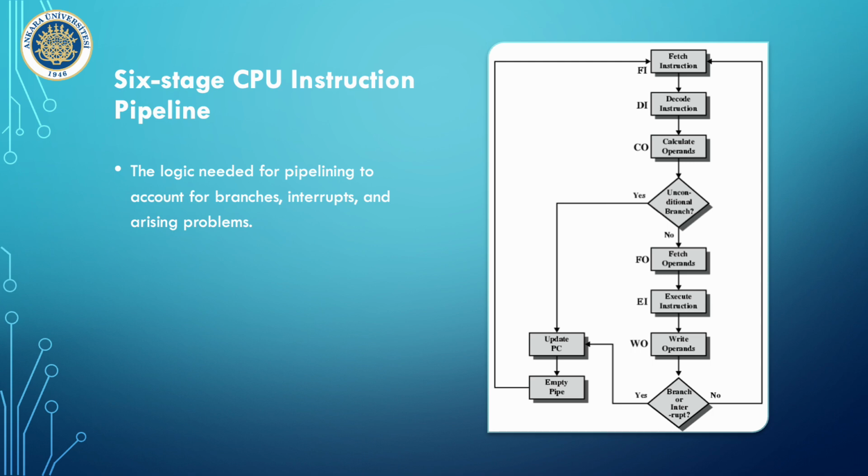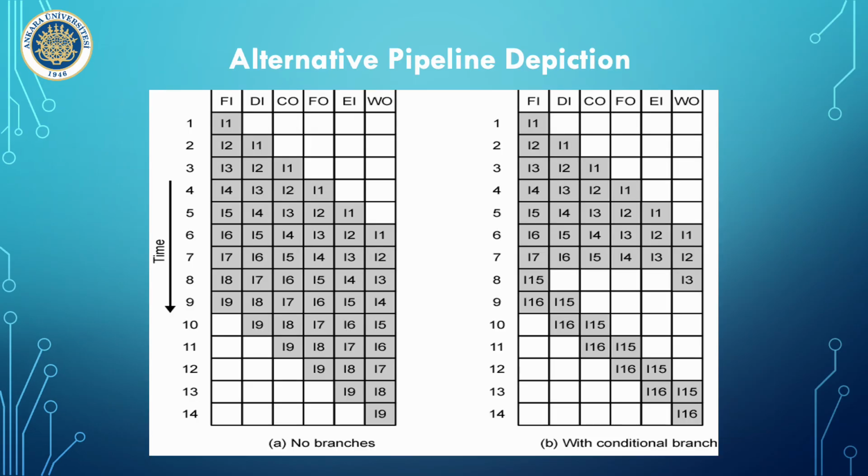Now we see the 6-stage CPU instruction pipeline. This type of pipeline provides more opportunities for parallelism, but also requires more complex control. This alternative depiction of the pipeline emphasizes the flow of instructions through the stages rather than the timing view. Each instruction moves from one stage to the next each clock cycle, provided there are no hazards or stalls.